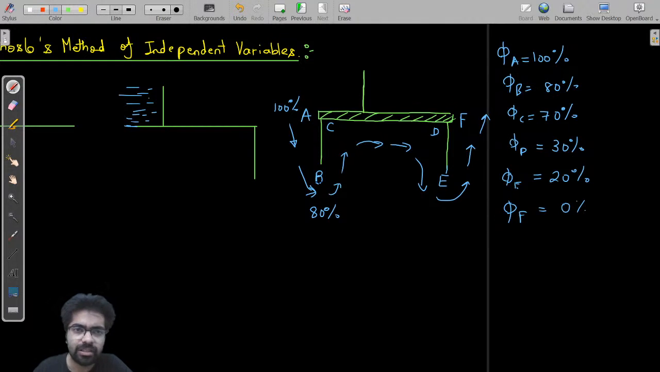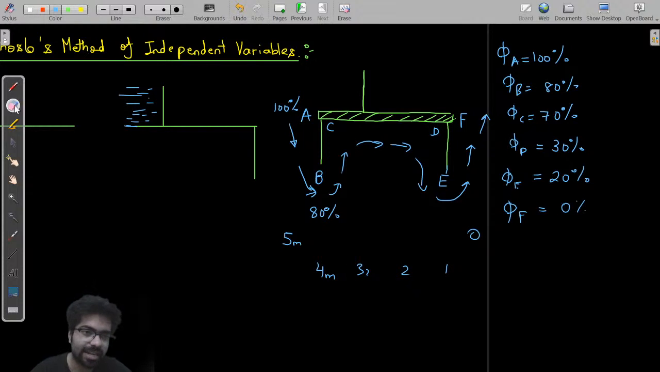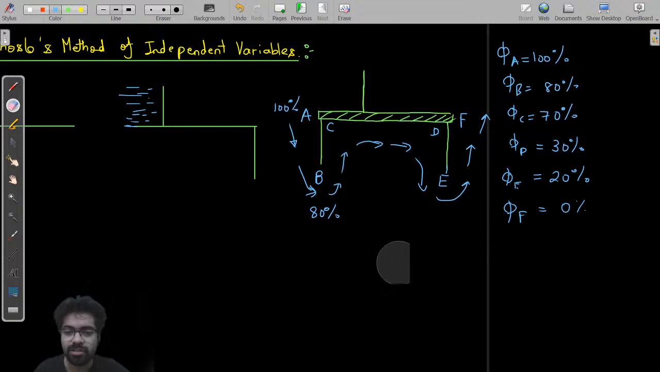Yes, sir. This is very much clear. Now, sir, I have understood. That means you are trying to say suppose head of the water is 5, then it will reduce to 4, then to 3, 2, 1, and then 0. It will be like that. Yes, I am telling you the same thing.